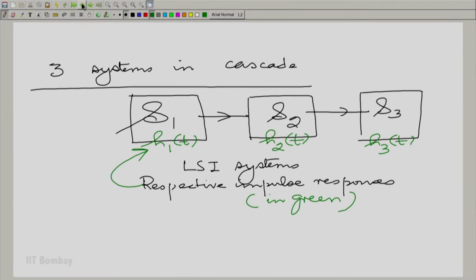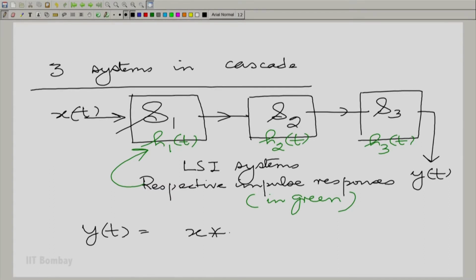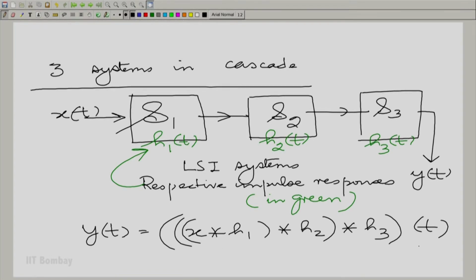Now, suppose you look at the overall input-output relationship here. I take the overall input to be x of t and the overall output to be y of t. What is the relation between them? It is very simple. y of t is x convolved with H1 first, and then convolved with H2, and then convolved with H3, all of this evaluated at t. Now, here we can use commutativity and associativity one by one and get some interesting results.